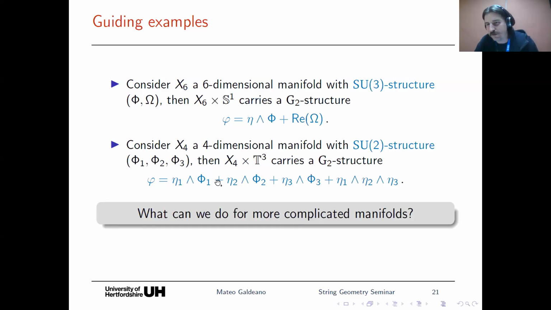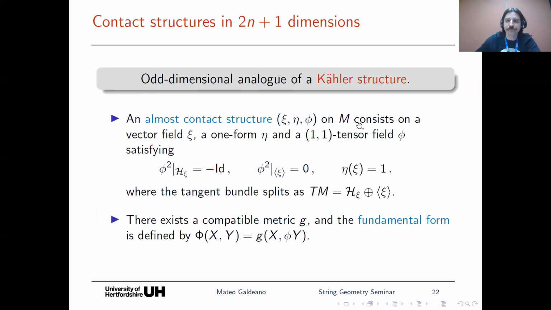So how do you do this for more complicated manifolds? Well, this is where contact geometry comes to help you a little bit. I want to talk a little bit about contact geometry to motivate the manifolds we're going to look into. So what are these contact structures in 2n+1 dimensions? You can think of them as odd-dimensional analogs of symplectic structures.